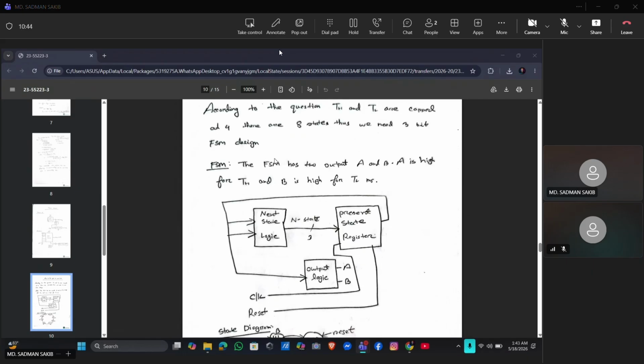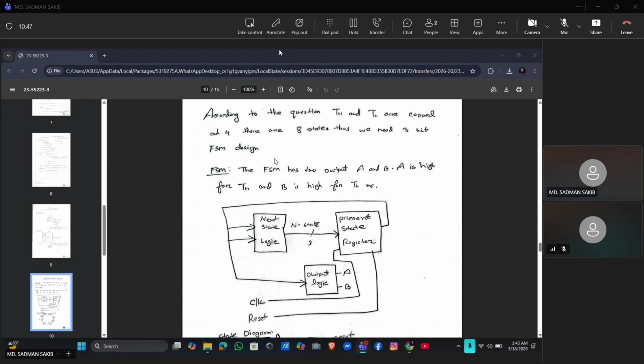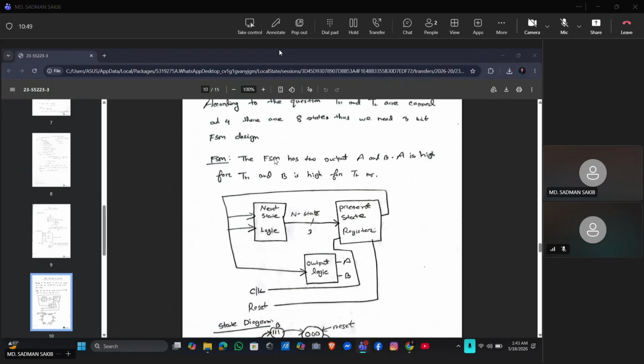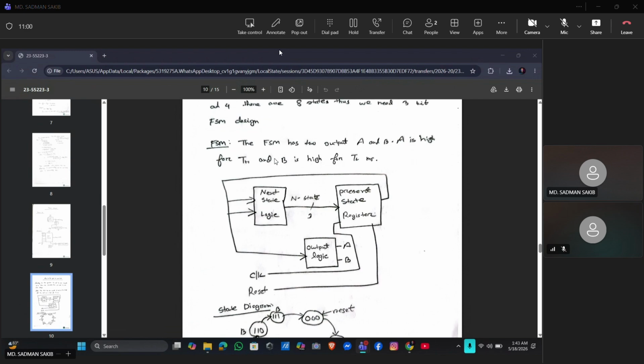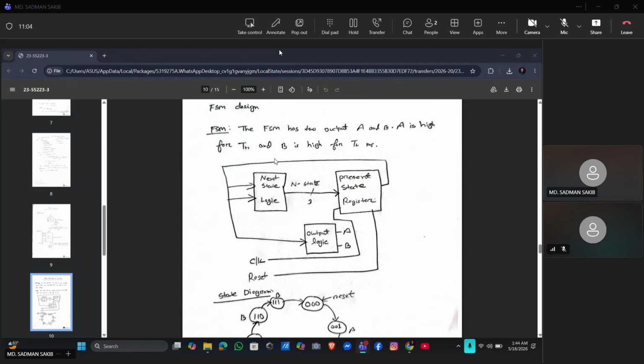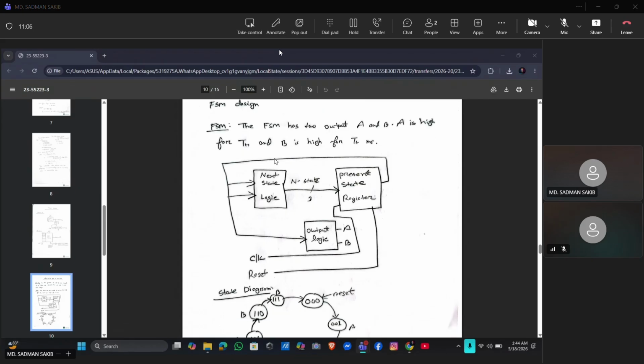Now the page explains the FSM, or finite state machine, design. FSM has present state, next state, and output logic. There are 8 states because the system uses a 3-bit FSM design. The state diagram shows transitions between states from 000 to 111 depending on clock and reset signal.